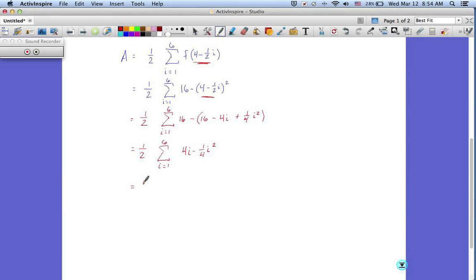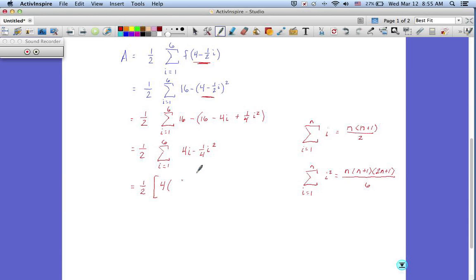And now is when we get to our rules for sigma notation. 4i, that's 4 times the sum of the integers. The sum of the integers, remember, is n times n plus 1 over 2. So I'm going to write down on the side here for those who forget. The sum of i going from 1 to n of i is n times n plus 1 over 2. While we're at it, we're going to need the i squared formula as well. That is n times n plus 1 times 2n plus 1, all divided by 6.